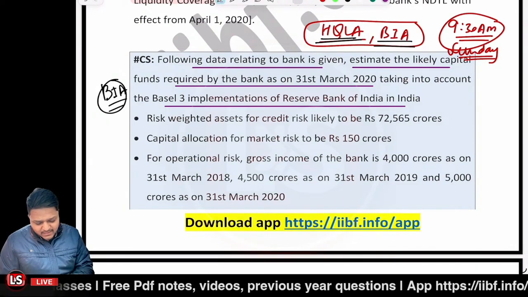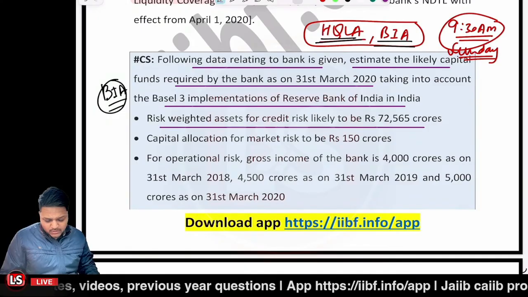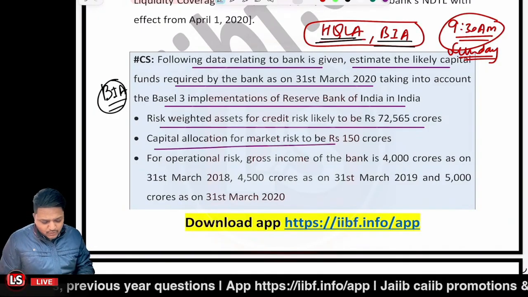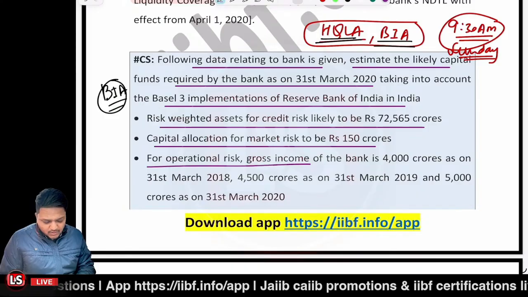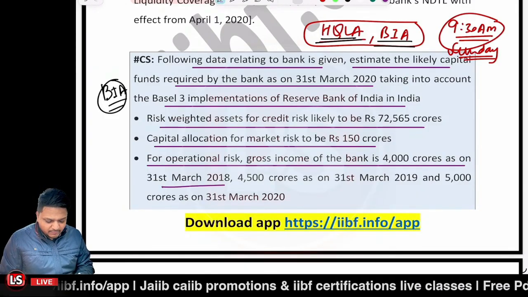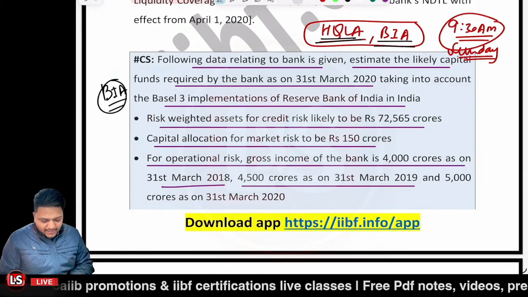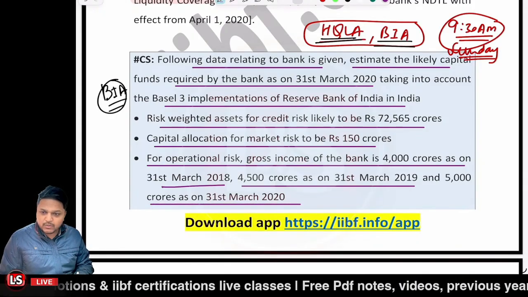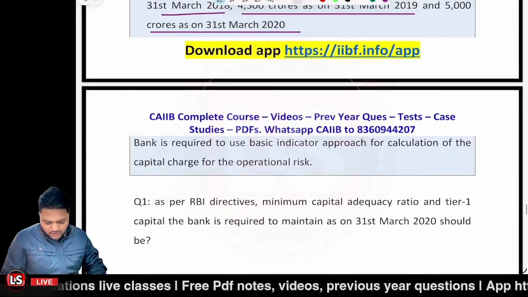The risk-weighted assets of the credit risk likely to be 72,565 crores, and capital allocation for the market risk is 150 crore, and for operational risk gross income of the bank is 4,000 crores as on 31st March 2018, 4,500 crores as on March 2019, and 5,000 crores on March 2020. So we are provided with such data and we have to solve the questions based upon it.